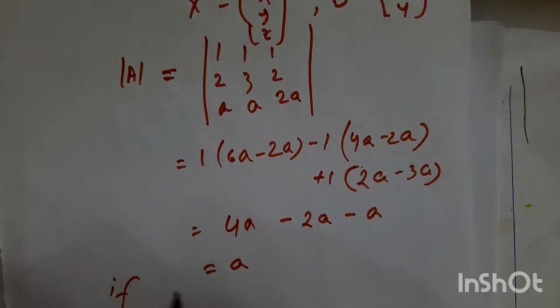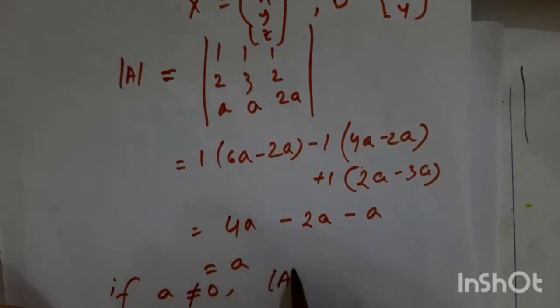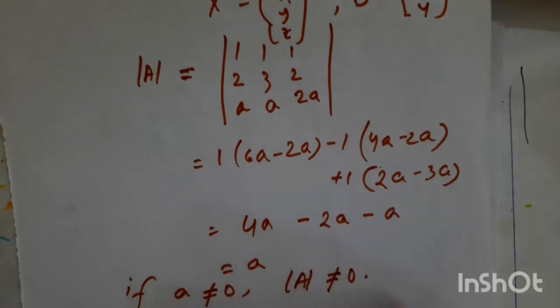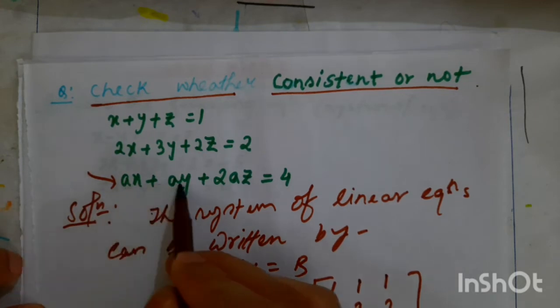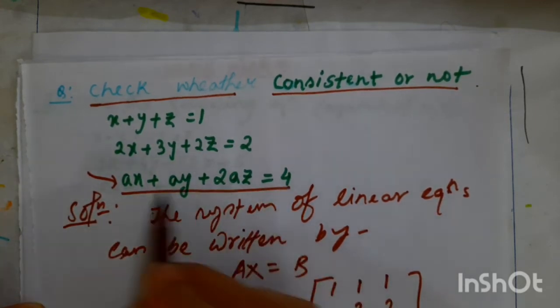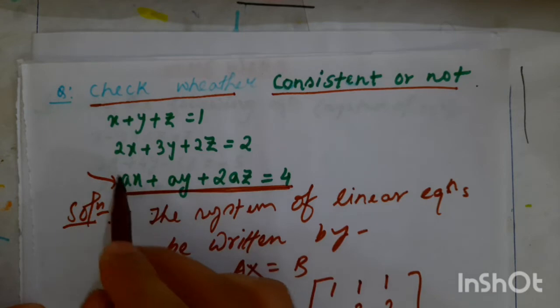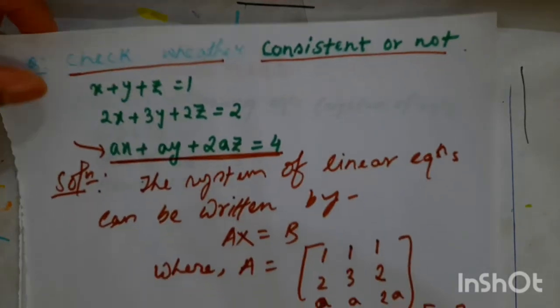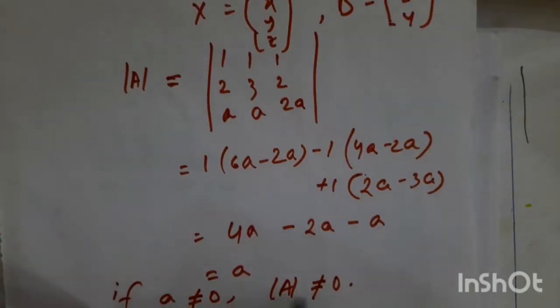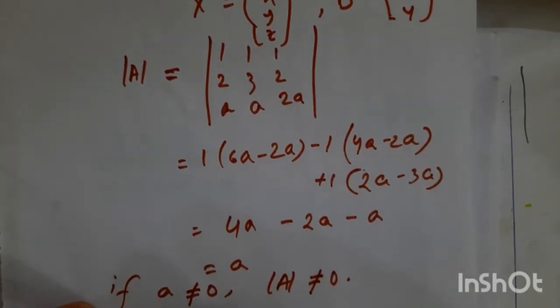Now there is a condition: if a not equal to 0, then determinant A not equal to 0. If we check the question properly, if we put a equal to 0, then we cannot write this equation. It is not possible. That's why a should be not equal to 0. Therefore determinant A not equal to 0.